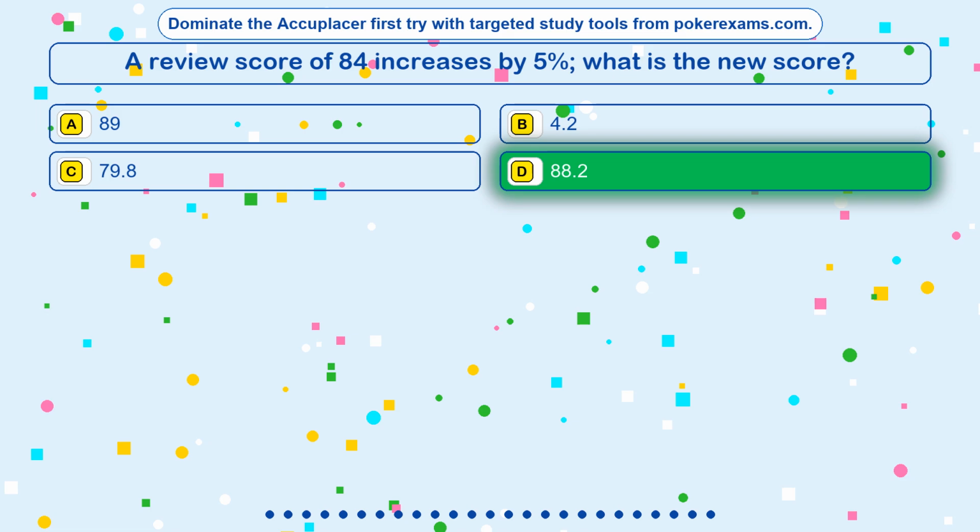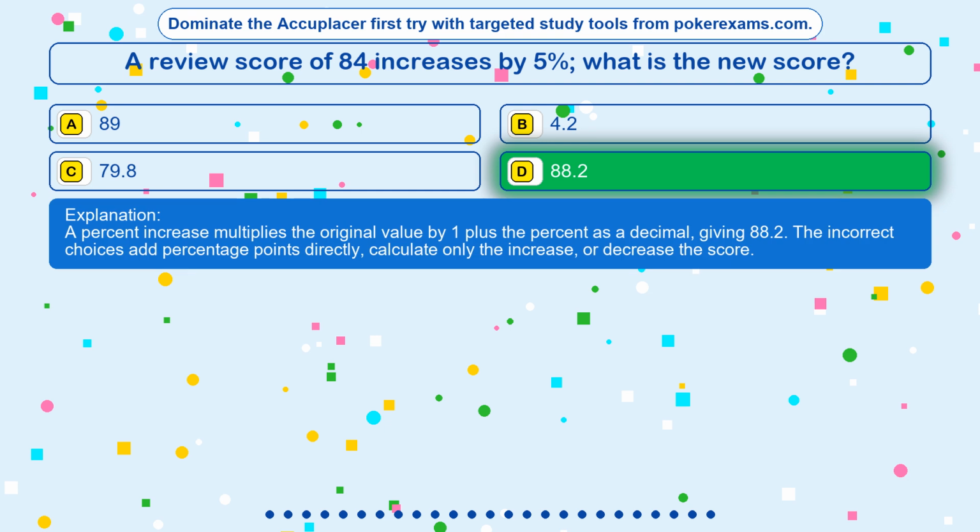The correct answer is option D, 88.2. A percent increase multiplies the original value by 1 plus the percent as a decimal, giving 88.2. The incorrect choices add percentage points directly, calculate only the increase, or decrease the score.